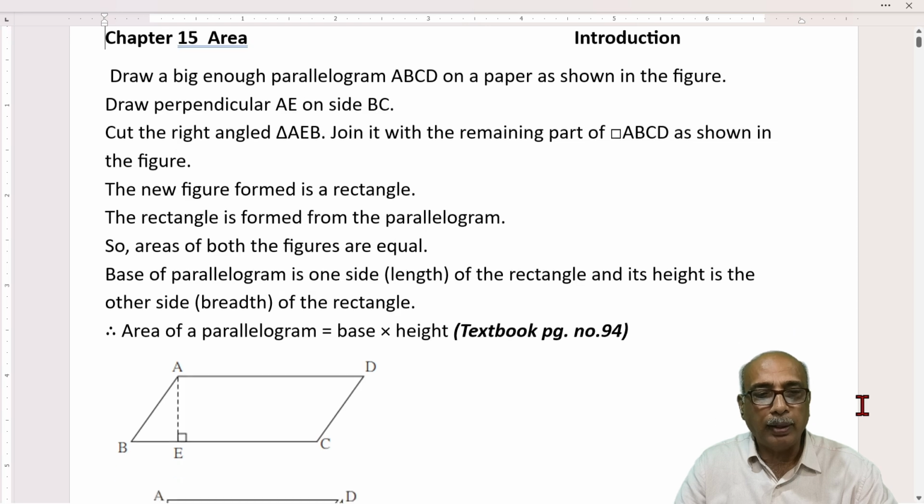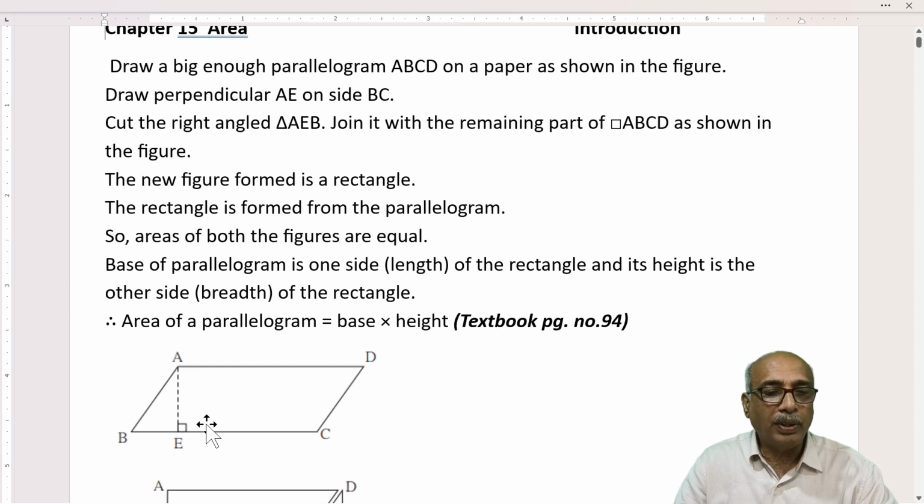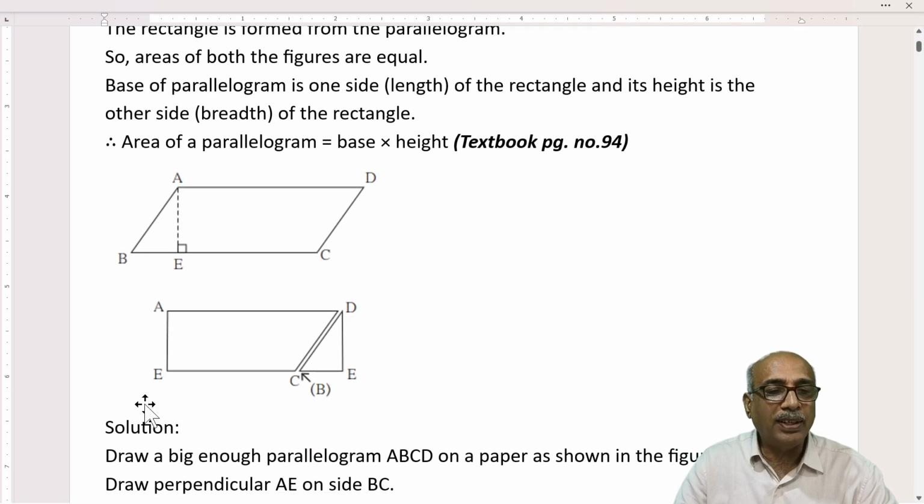Draw perpendicular AE on BC. Cut the right angle triangle AEB and place that cut part here, like this. So what you have cut, this part, you have to place it here. Now you know this becomes AD and this figure becomes a rectangle.